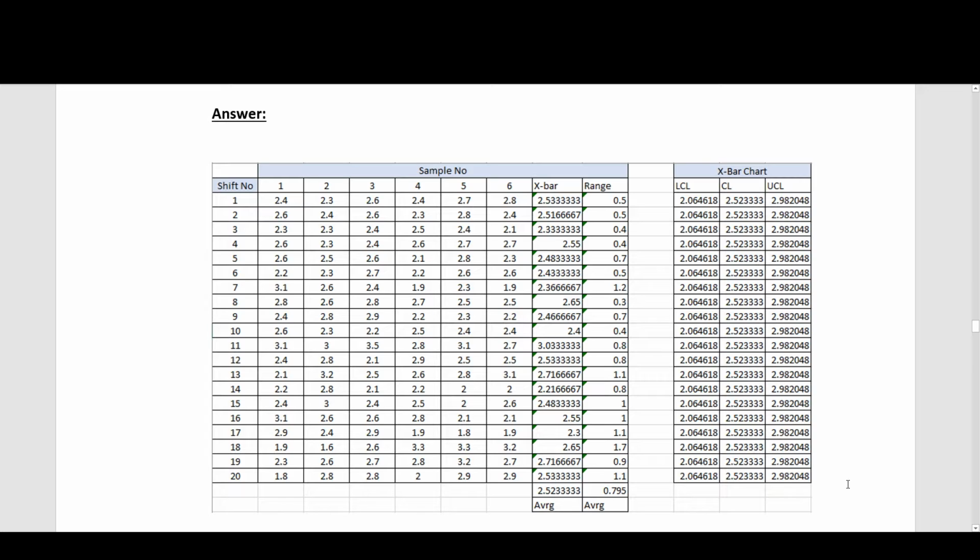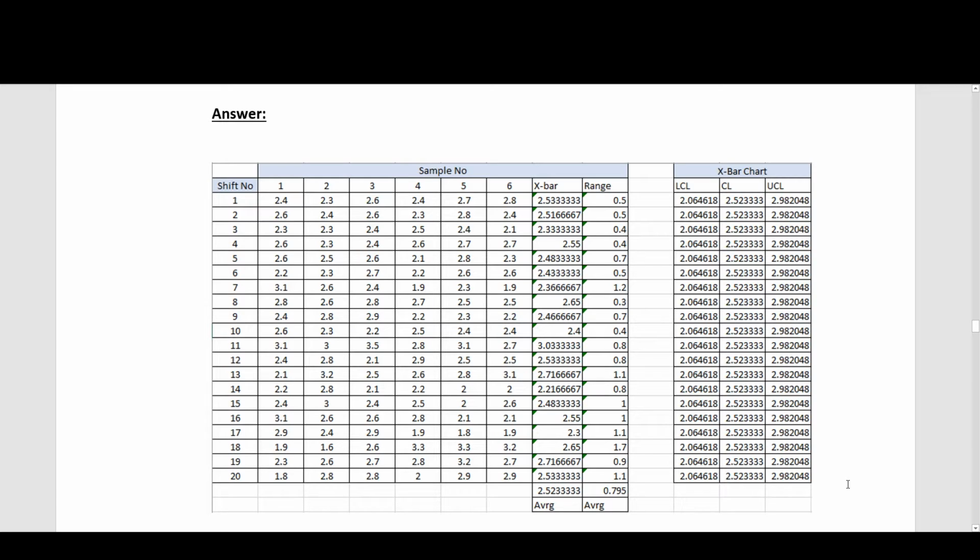We can use this method at shift number 2 until number 20, and we get all the range, and we can find the average for the range, and we will get 0.795. So for the next column, X bar chart, we can see that there is LCL, that is lower control limit, CL, control limit, and UCL, that is upper control limit.